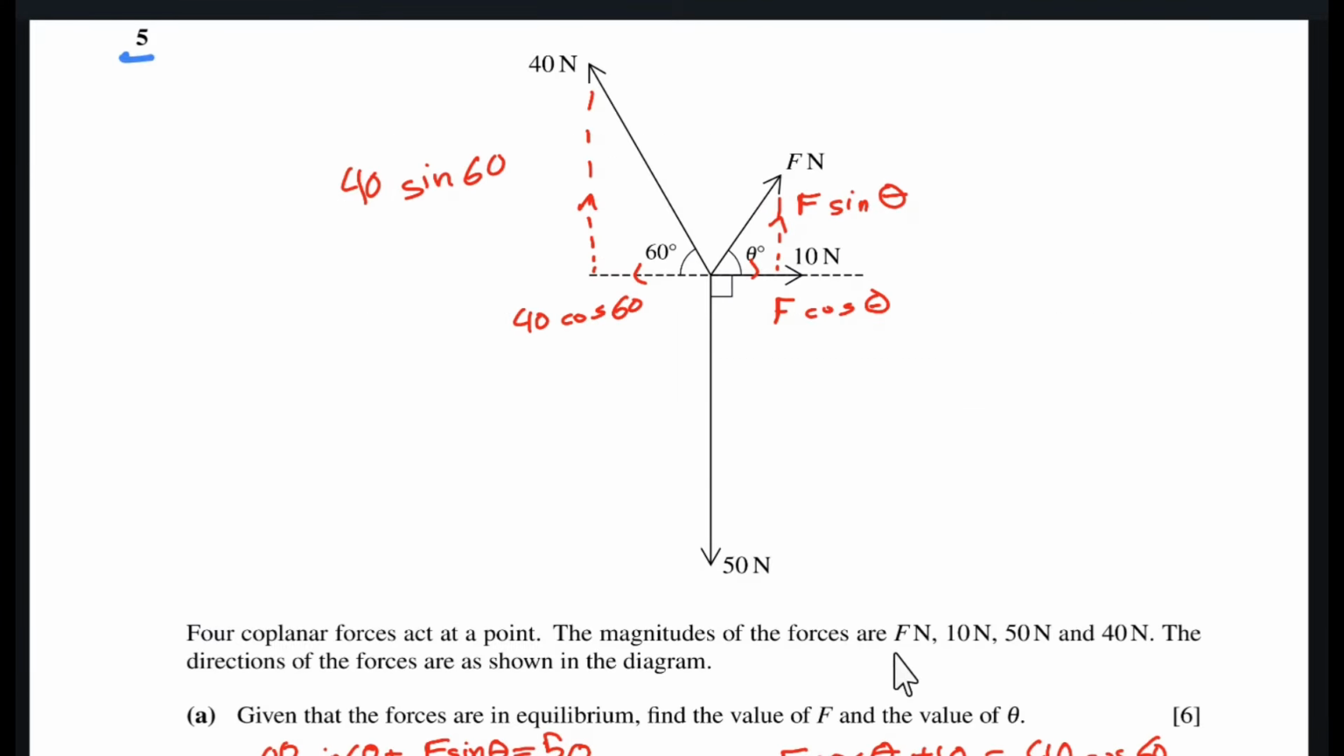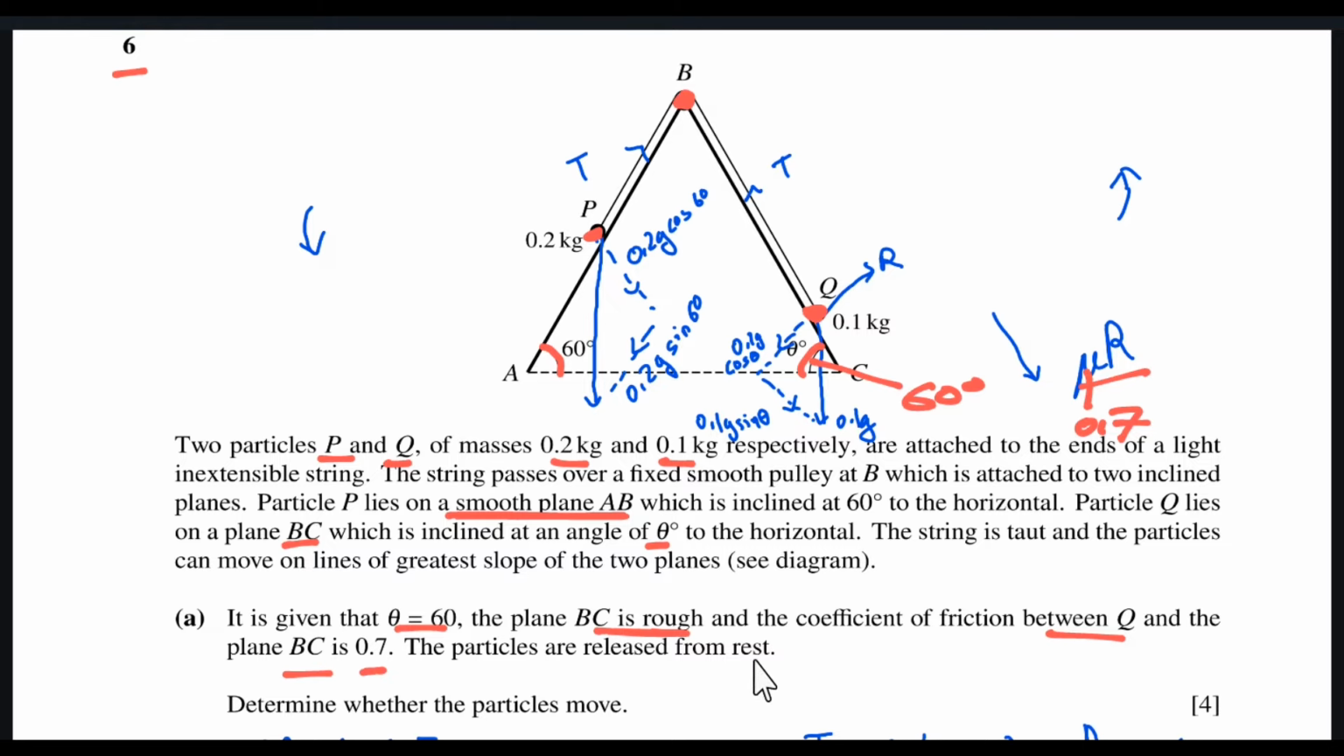Since this plane is rough, there is an effect of friction, that is mu R, and the plane AB is smooth. BC is rough, and the coefficient of friction between Q and BC is 0.7. So the value of mu is 0.7. The particles are released from rest. We need to determine whether the particles move.